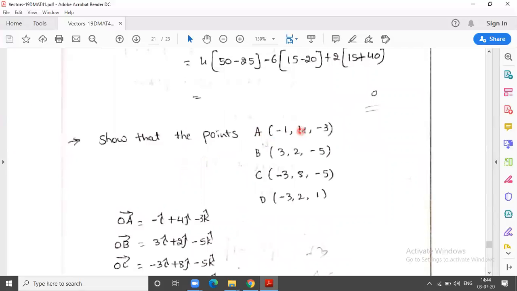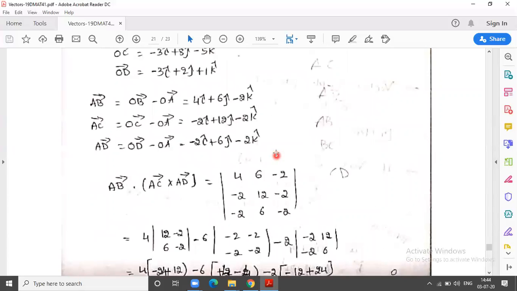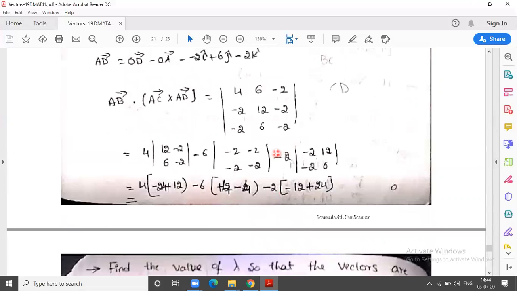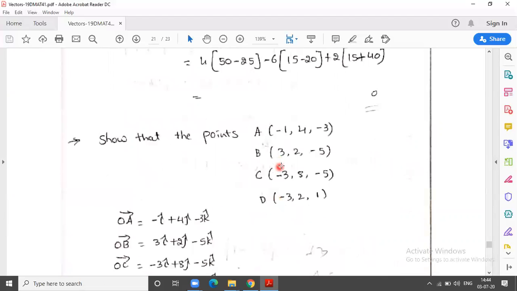Show that the points A(-1, 4, -3), B(3, 2, -5), C(-3, 8, -5), and D(-3, 2, 1) are coplanar. So same thing you have to show. In the last problem they were given in terms of i, j, k, but here they are given in terms of Cartesian coordinates.